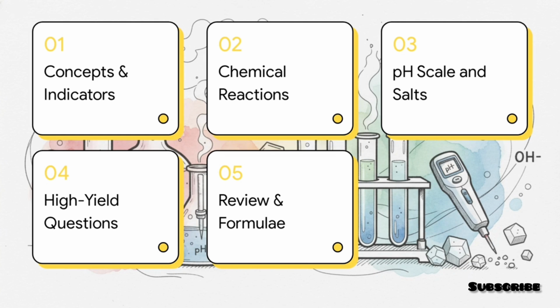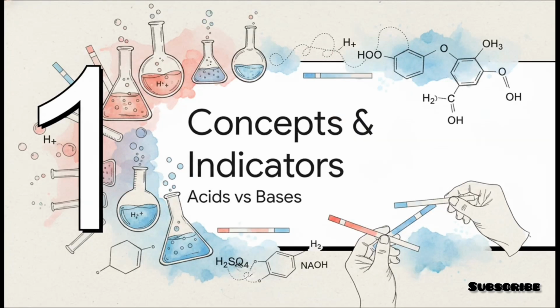Okay, let's take a quick look at our roadmap for this revision explainer. We're going to cover core concepts and indicators, crucial chemical reactions, the pH scale and salts, tackle some high-yield exam questions, and finish up with a final review of key formula. All right, let's jump right into Section 1, Core Concepts and Indicators.